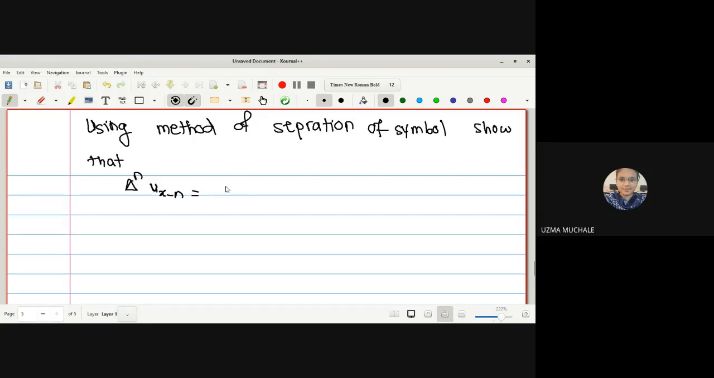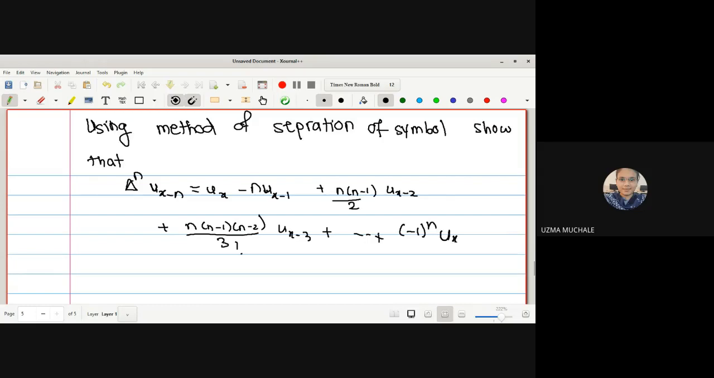Using the method of separation of symbols, show that Δⁿ u_x = u_{x+n} − n u_{x+n−1} + n(n−1)/2 u_{x+n−2} − n(n−1)(n−2)/3! u_{x+n−3} + ... up to (−1)ⁿ u_x.